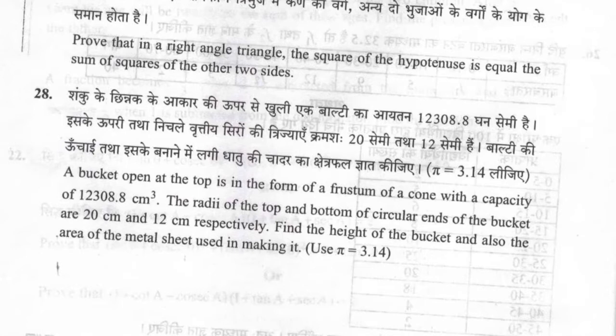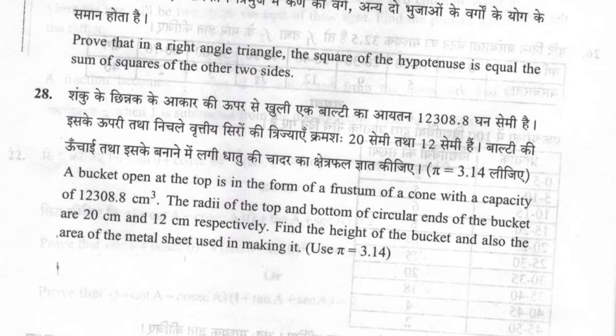28th question. In this, a bucket open at the top is in the form of a frustum of a cone with a capacity of 12308.8 centimeter cube. The radii of the top and bottom circular ends of the bucket are 20 centimeter and 12 centimeter respectively. We need to find the height of the bucket and also the area of the metal sheet used in making it.